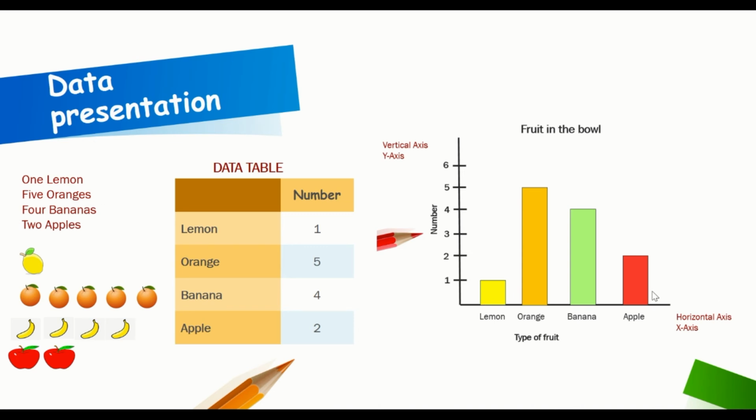And we can even go further and say we have twice as many apples as we have lemons, and we have twice as many bananas as we have apples. And so we can make these judgments and we can make these insights really quickly when we present this information in bar charts or in graph form.